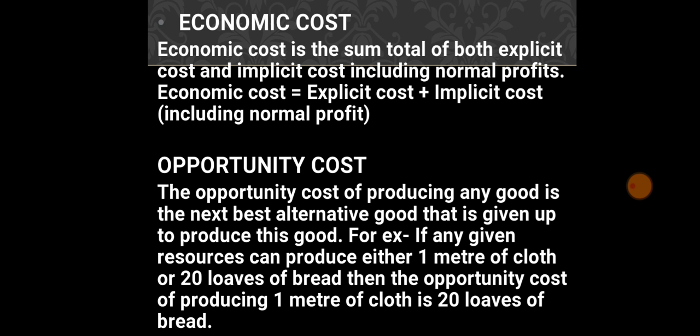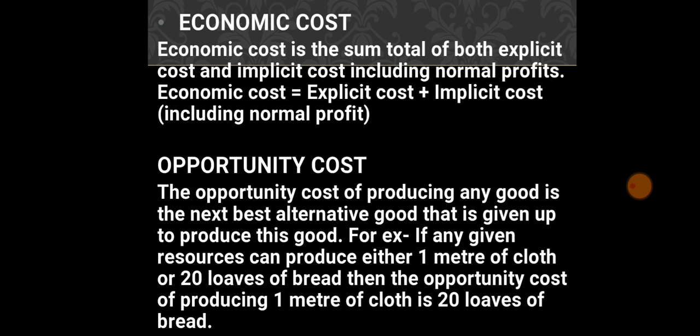Suppose there are given resources or raw materials, and by using the raw materials, the producer can produce either 1 meter of cloth or 20 loaves of bread. He has an option between the production of two commodities. With the given resources, he can either produce 1 meter of cloth or 20 loaves of bread.